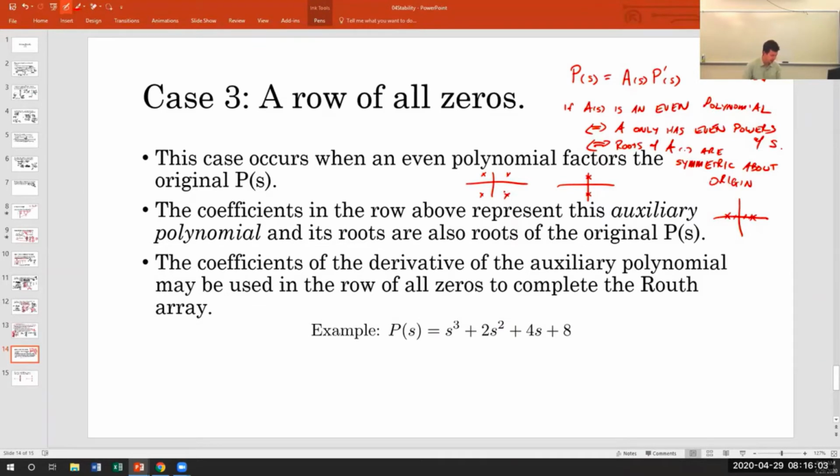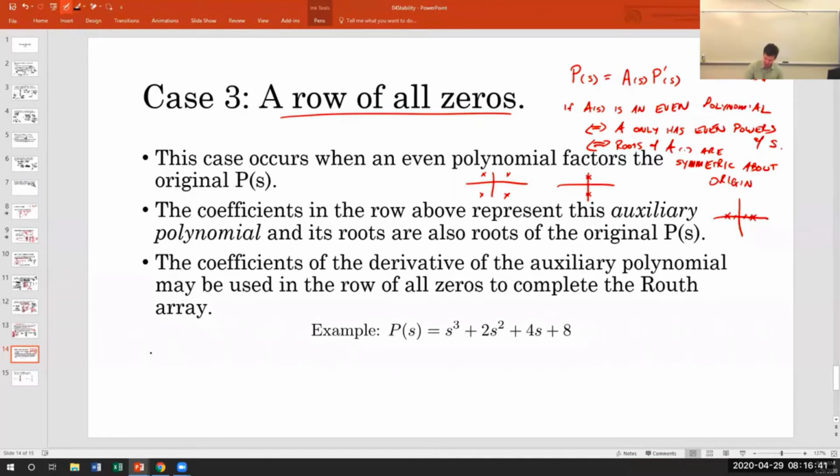Basically, I'm kind of coming at you from left field here, but we're going to need these facts about polynomials in a second. The idea is that when you get this row of all zeros, this scenario only occurs when your original polynomial is factorable by an even polynomial. Okay, that's the only situation in which you can possibly get a row of all zeros in your Routh array. So let's actually walk through this example simultaneously with explaining this special case.